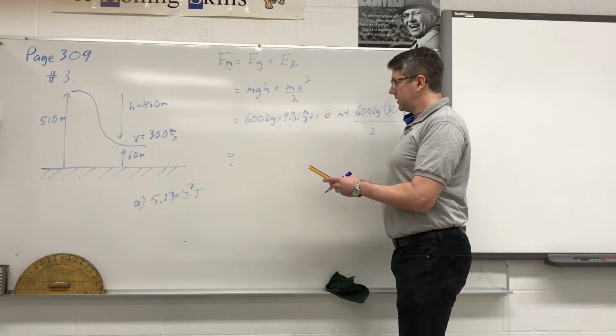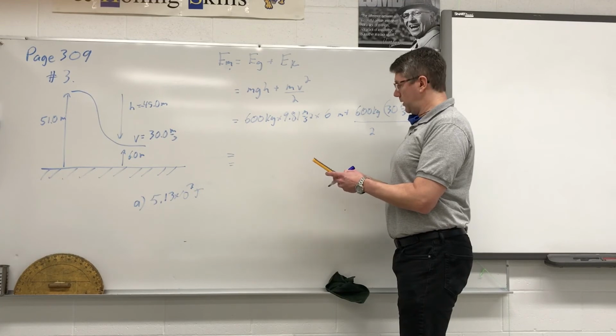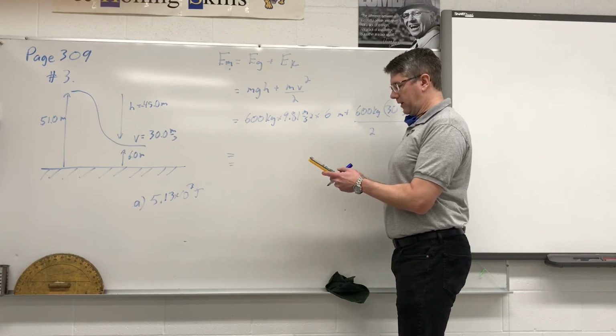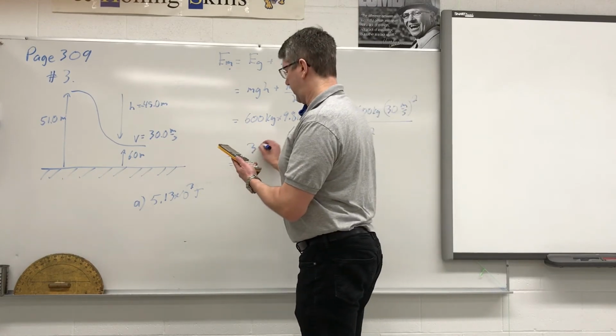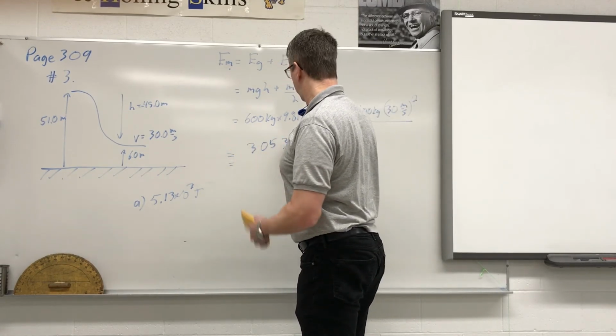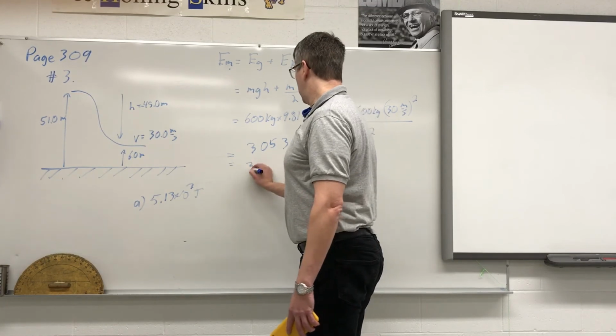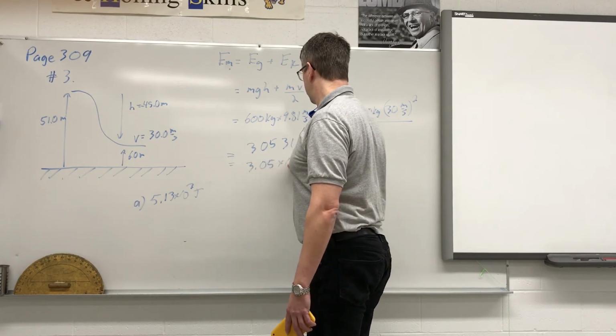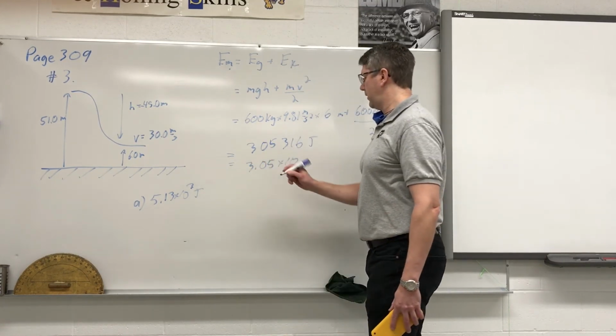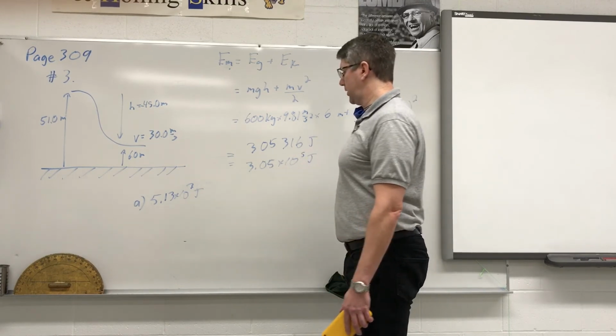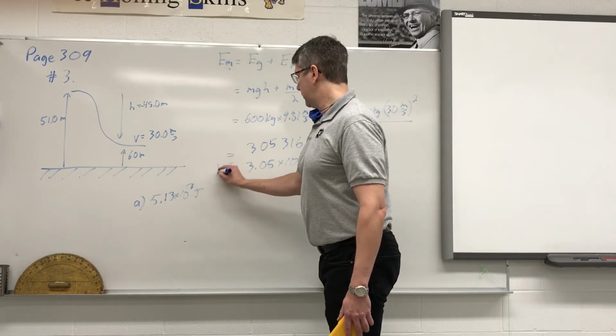So our calculation this time will be 600 times 9.81 times 6 plus 600 times 30 squared divided by 2 gives us a value of 305,316 joules, or 3.05 times 10 to the power of 5 joules of energy. So that is our answer for part B.